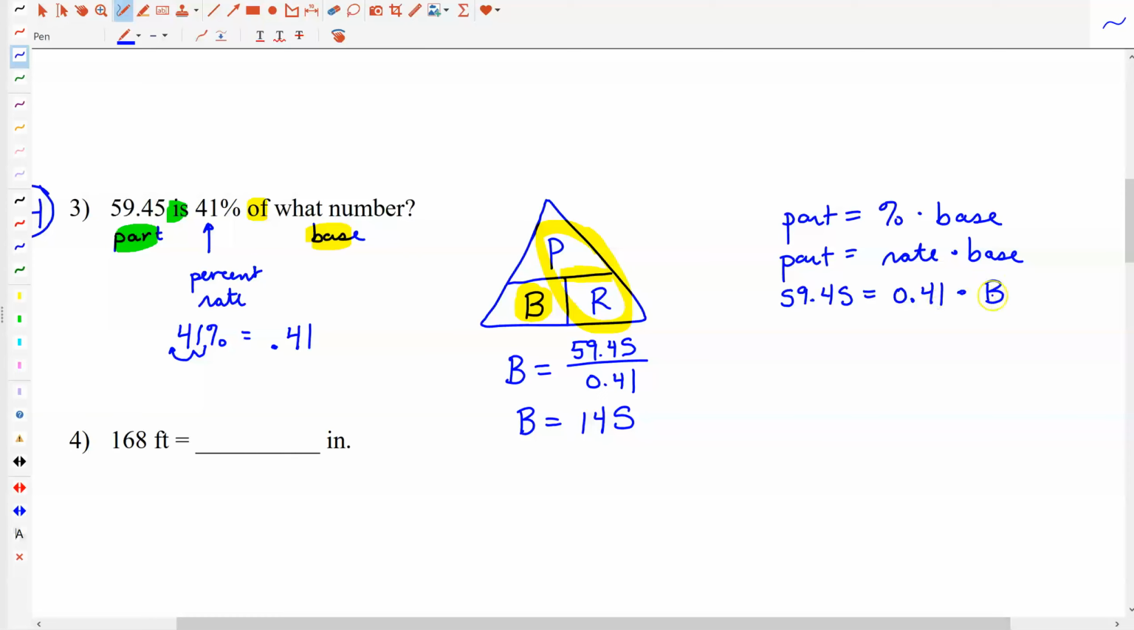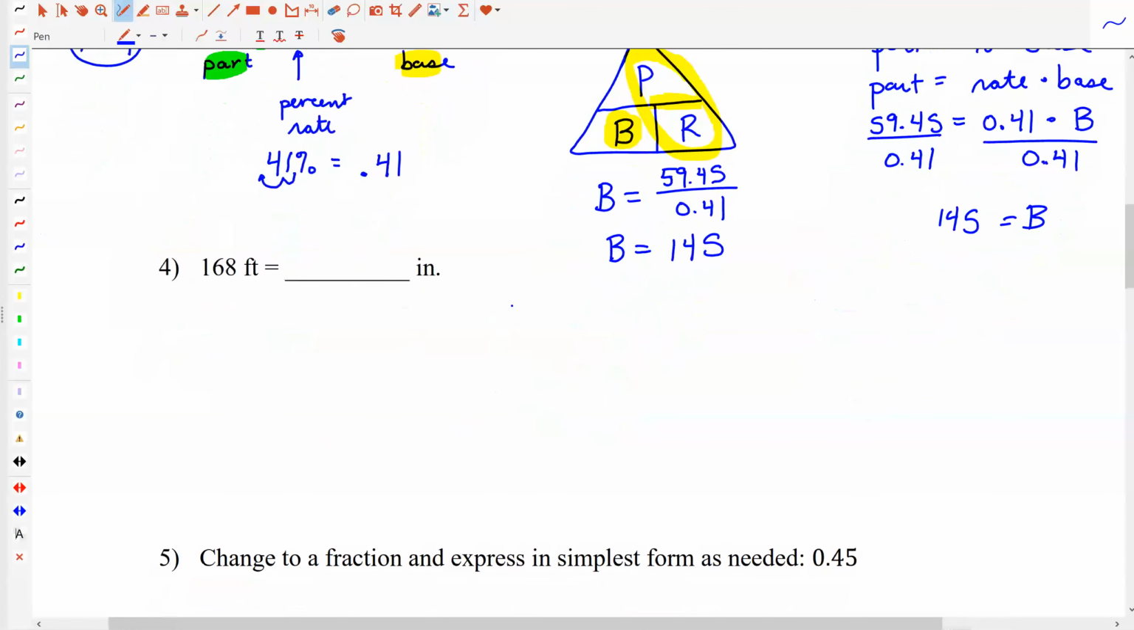So to solve this for my base, to get the 0.41 away from it that I'm multiplying by my base, we would divide it. And if you're going to divide it out from that side, you would divide it out from the other side. So then my base is going to be equivalent to what 59.45 divided by 0.41 is, which is 145.